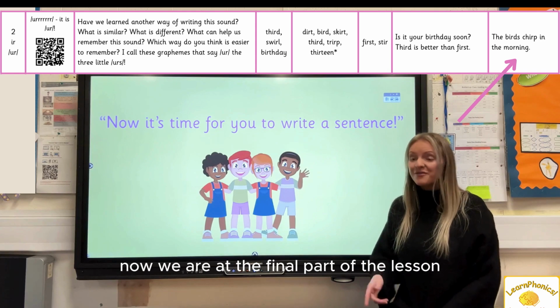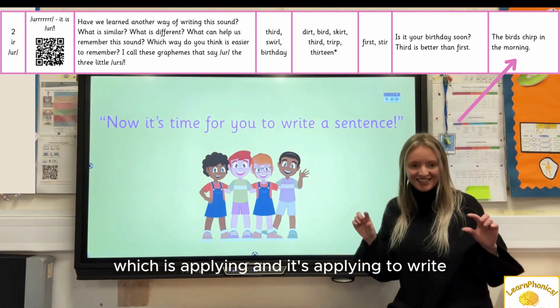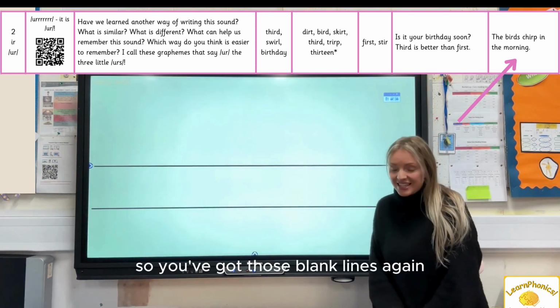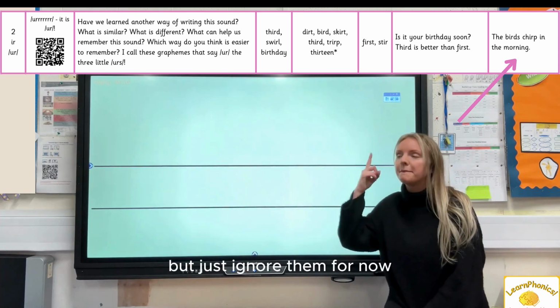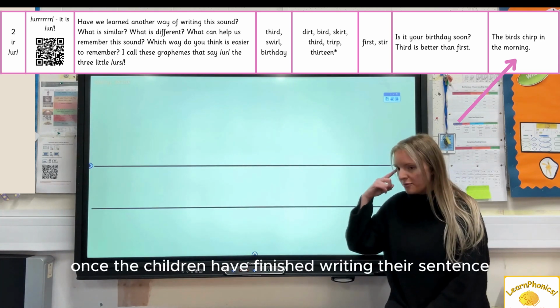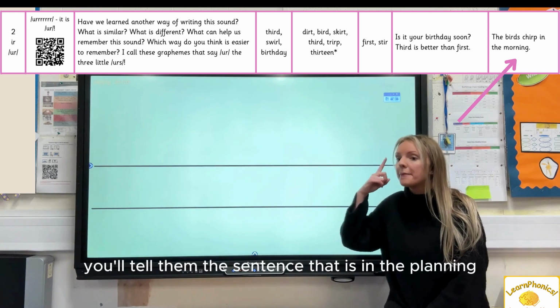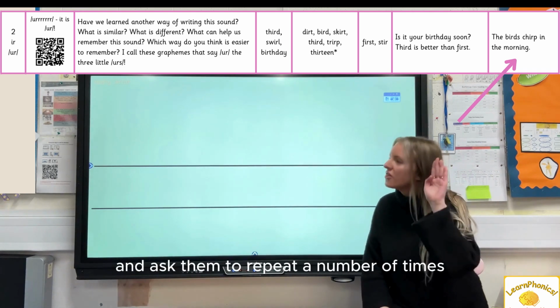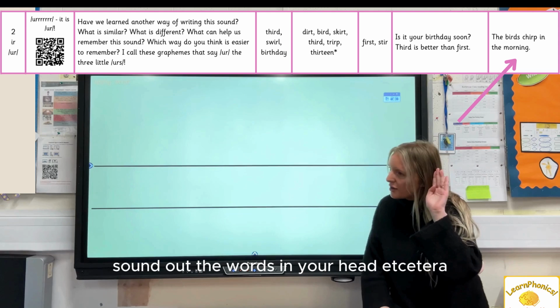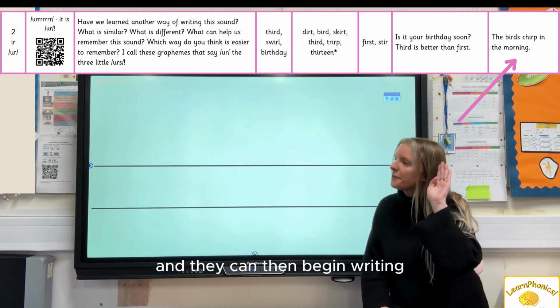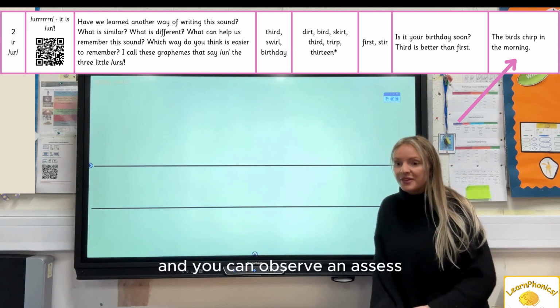Now we are at the final part of the lesson, which is applying, and it's applying to write. So you've got those blank lines again, but just ignore them for now. You will use them once the children have finished writing their sentence. So you'll tell them the sentence that is in the planning and ask them to repeat it a number of times, sound out the words in your head, etc. And they can then begin writing, and you can observe and assess.